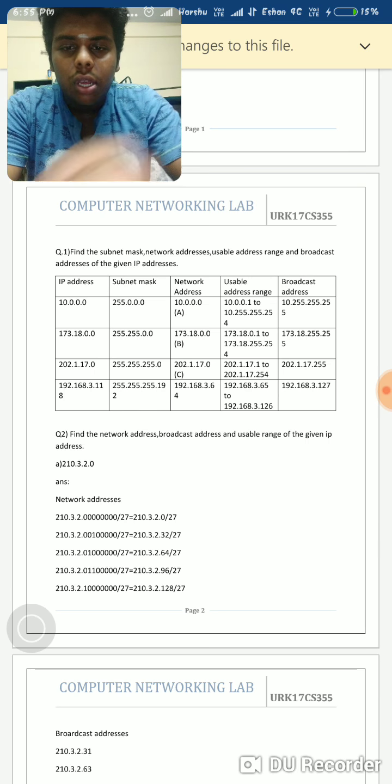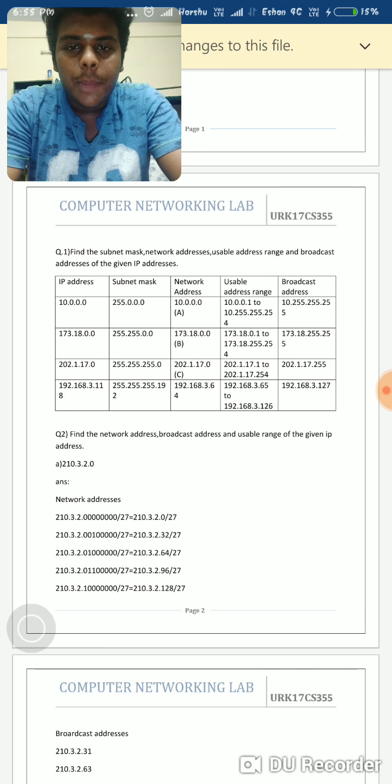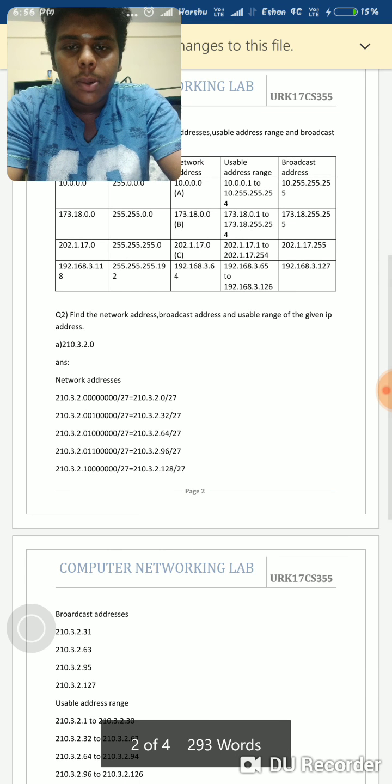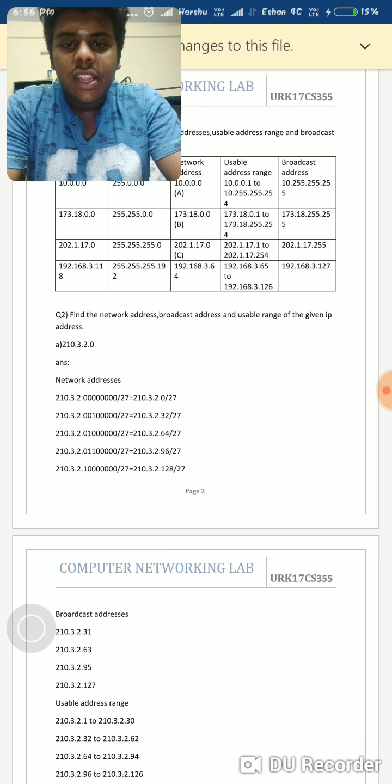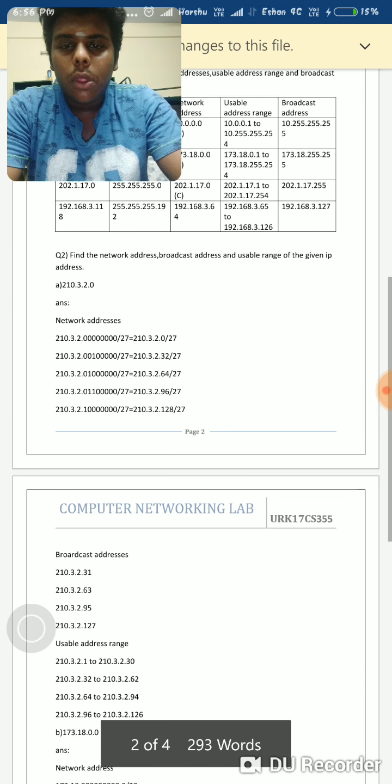You can find IP addresses given, with the subnet mask, and the network address, usable address and broadcast address. The question is to find the network address, broadcast address, and the usable range for the given IP address 210.3.2.0.